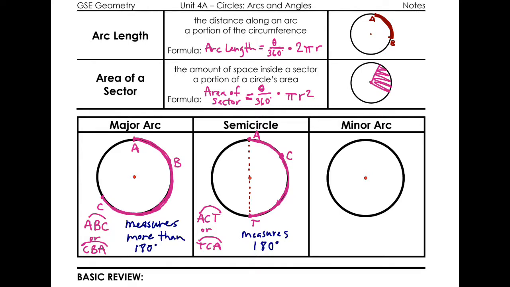So hopefully you already can tell what we're going to draw for a minor arc. So a minor arc is going to measure less than 180. So it could really be any small arc. It could be that size, it could be this size, as long as it's less than 180 degrees. So I'm just going to make mine this big because it is less than a semicircle. Now a minor arc you can actually name with 2 letters. That's how we know it's a minor arc, because it's named with 2 letters.